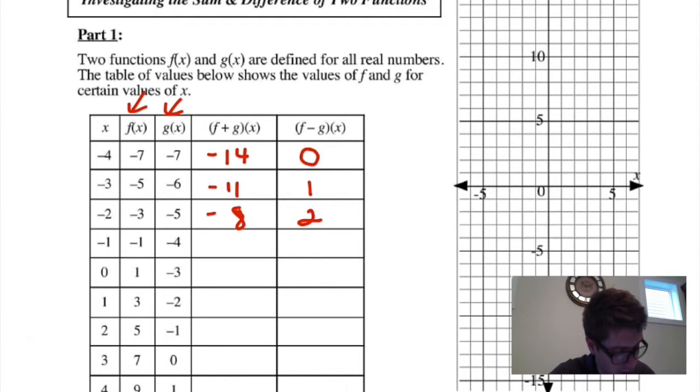What I'd like you to do once you're done that, go ahead and pause the video or the lesson and complete this table and complete this graph over here on the right hand side. Graph f of x, graph g of x, graph f plus g of x, and then lastly f minus g of x. You're going to get 4 different functions, and we're going to take a look at how those appear. So go ahead and pause it now, and when you're done, you can resume it, and I'll flip to the next slide.